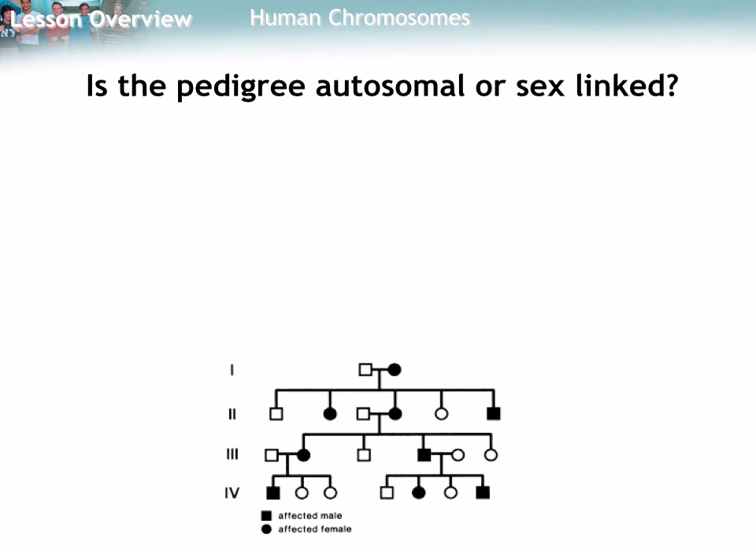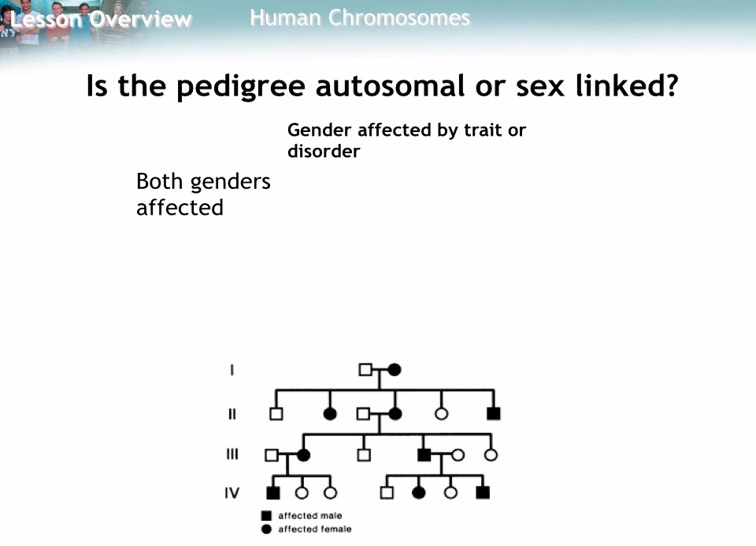Take a look at this next pedigree and pause the video and answer if it is an autosomal pedigree or sex-linked pedigree, and provide proof for your answer. In this case, this would be considered an autosomal pedigree because you have both men and women being affected by this trait equally, or about equally. So this is an autosomal pedigree.